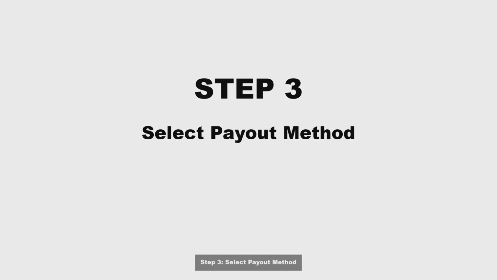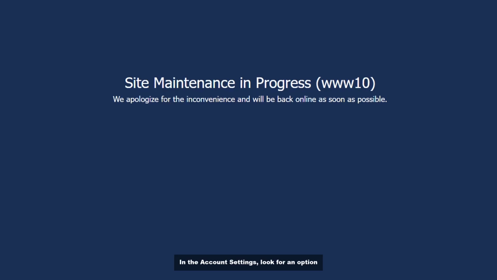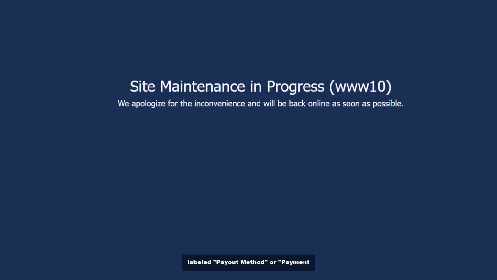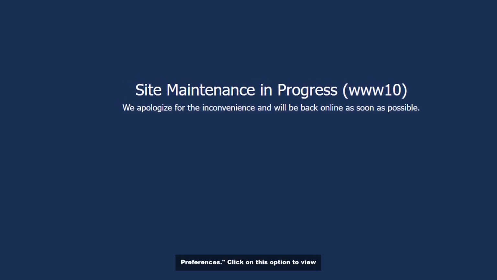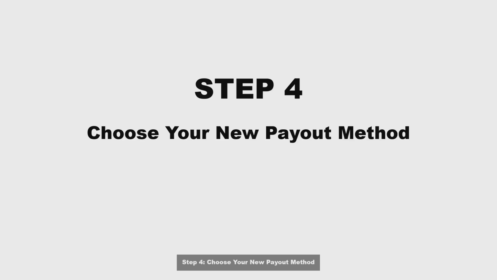Step 3. Select Payout Method. In the Account Settings, look for an option labeled Payout Method or Payment Preferences. Click on this option to view your current payout methods. Step 4. Choose your new payout method.